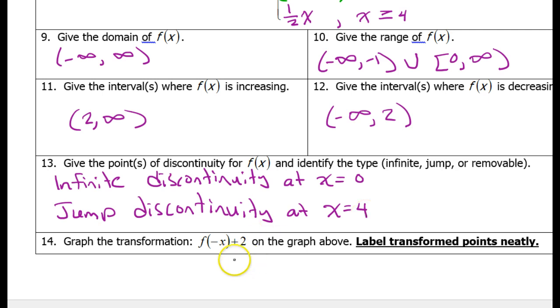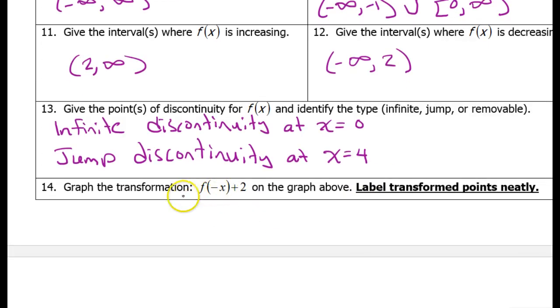Okay, and now we need to do some transformations. Based on what we have here, we're supposed to take the parent function f of x and do these two transformations. This negative inside the function is a reflection over the y-axis. Okay, this is going to affect the x values. Anything happening inside the function is going to change the x values.